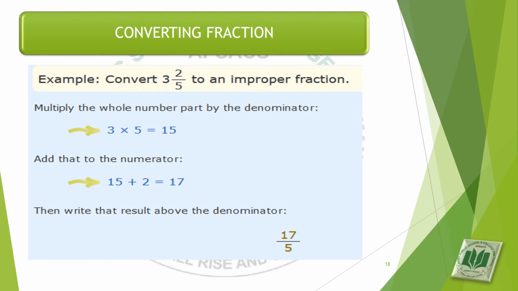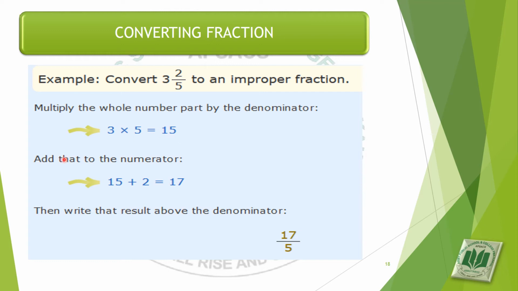Example 2 is convert 3 whole 2 by 5 to an improper fraction. So the first step is we will multiply the whole number part by the denominator. Here the denominator is 5. So we will multiply 5 by 3. When we multiply 5 by 3, we get the answer 15.